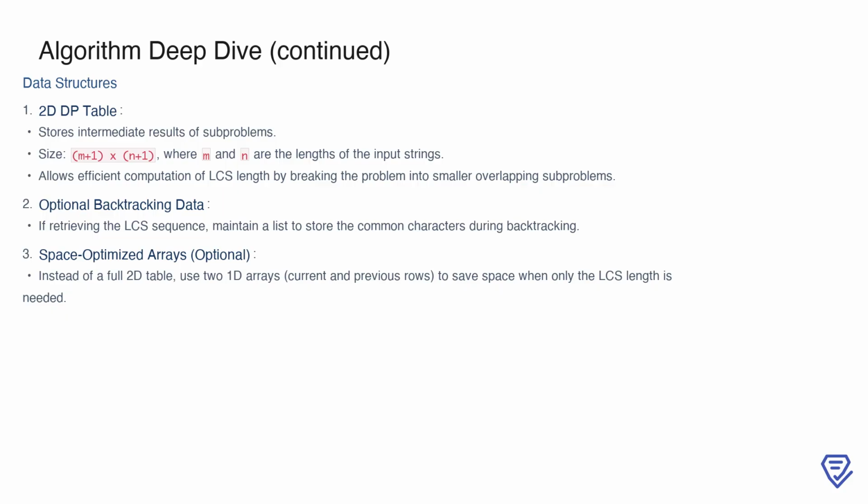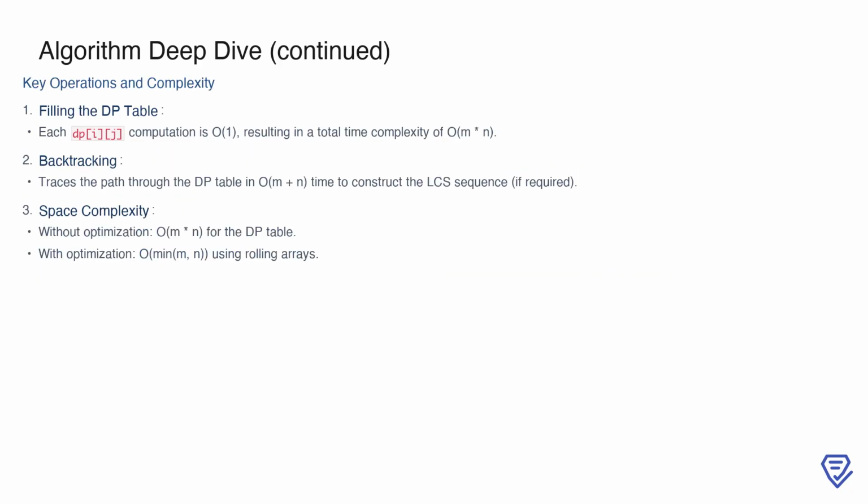For space optimization, instead of storing the entire table, we can use two rolling 1D arrays to keep track of only the current and previous rows of the DP table. This reduces the space requirement to O(min(m, n)), while still allowing us to compute the LCS length. The main operations in this algorithm are filling the DP table and optionally backtracking to construct the LCS sequence.